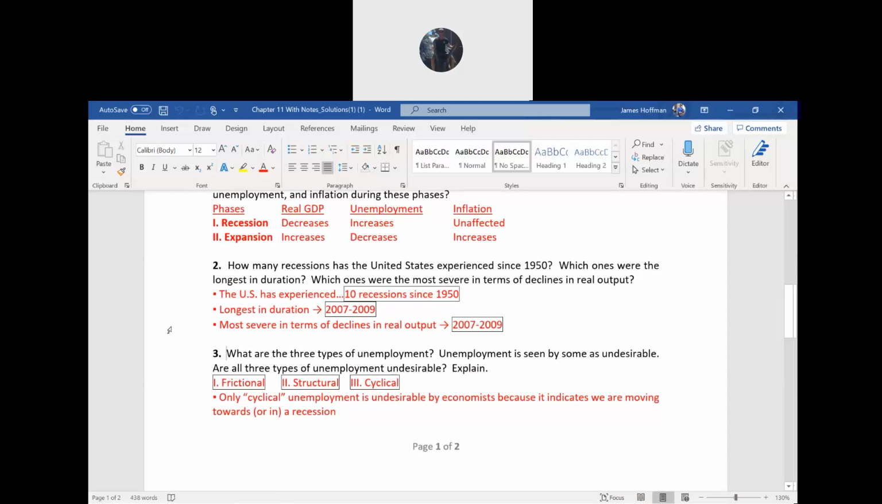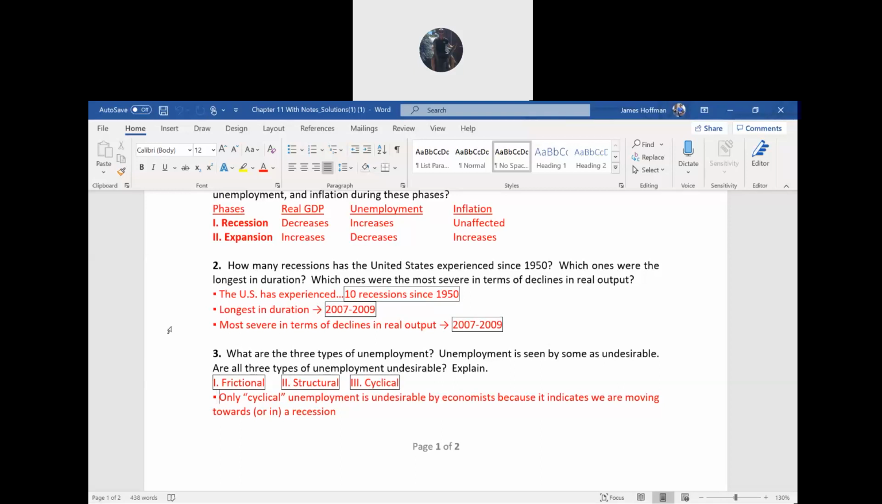Okay, what are the three types of unemployment? And then unemployment is seen by some as undesirable. Are all the three types undesirable, and what does that mean? So the three types we talked about were frictional and structural and cyclical, right?